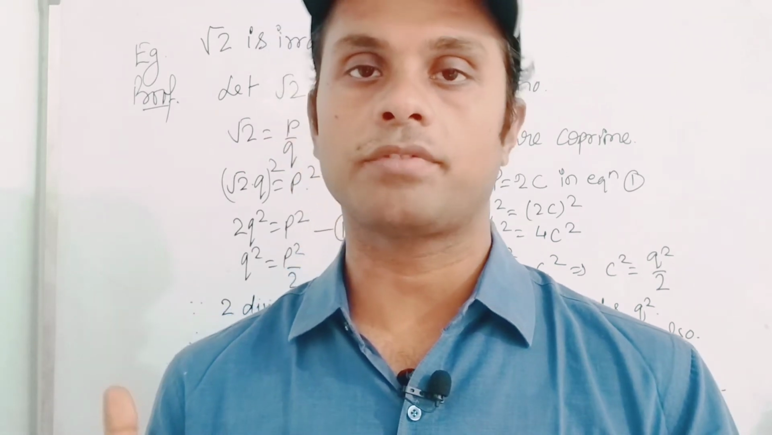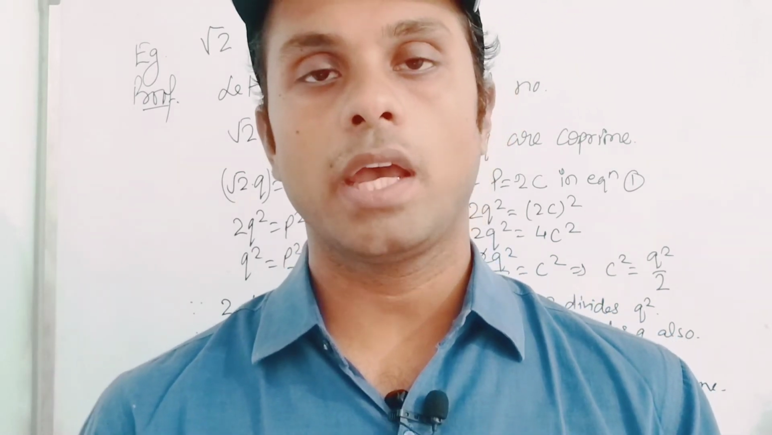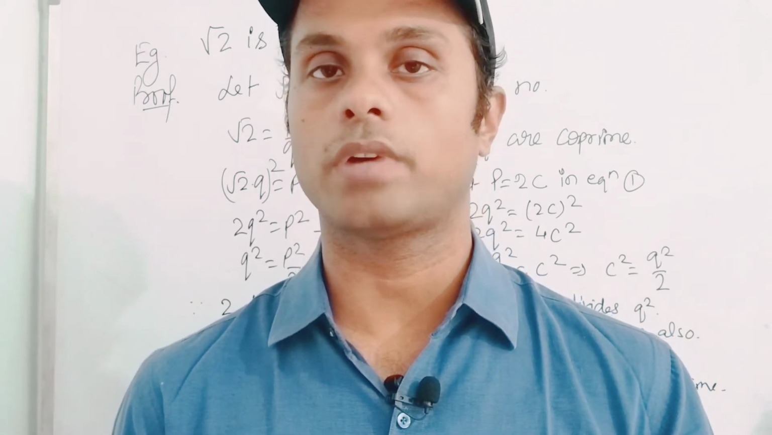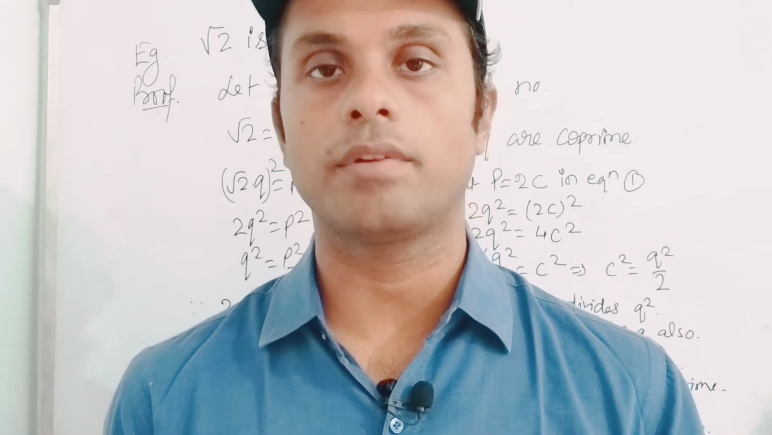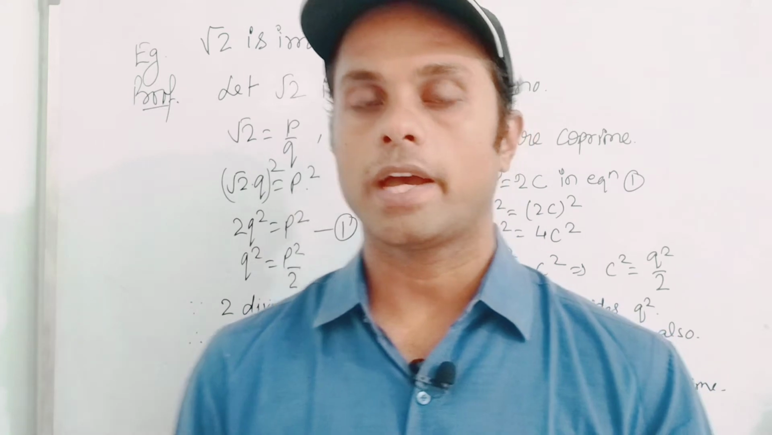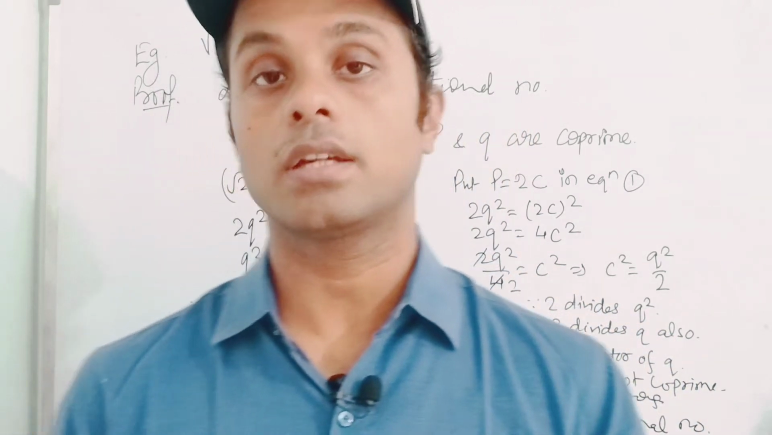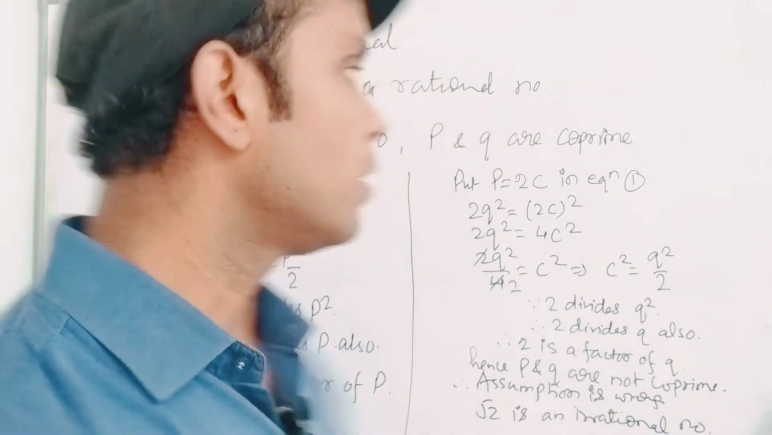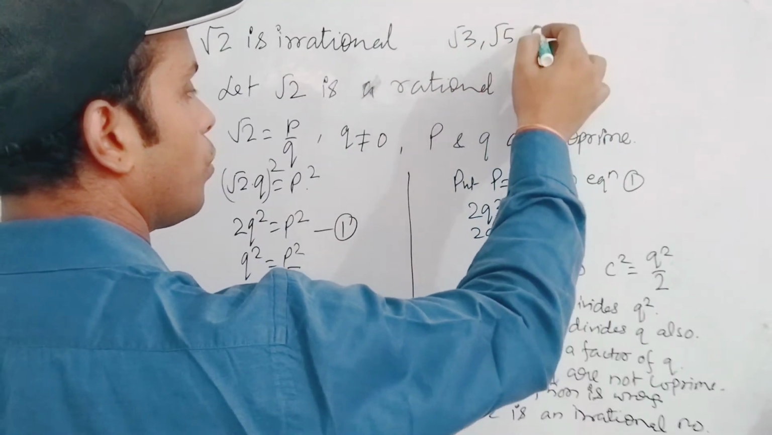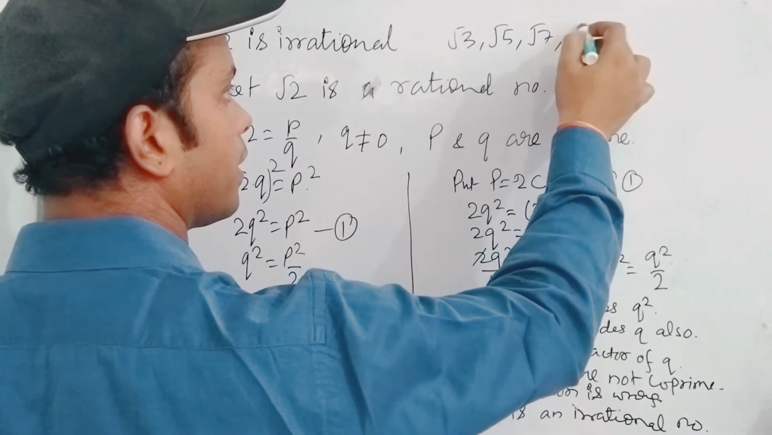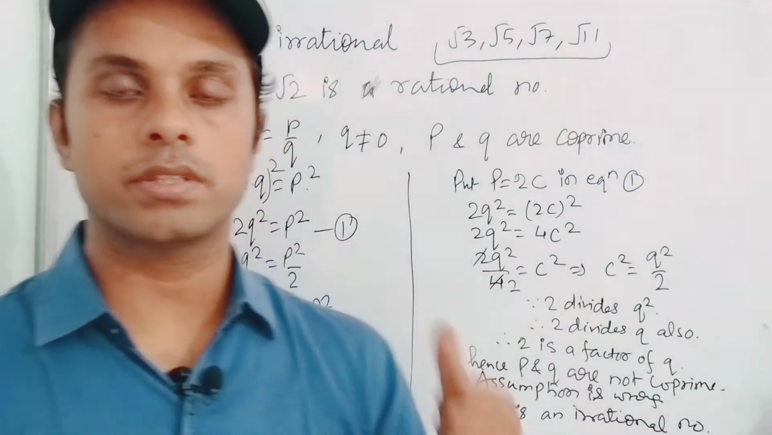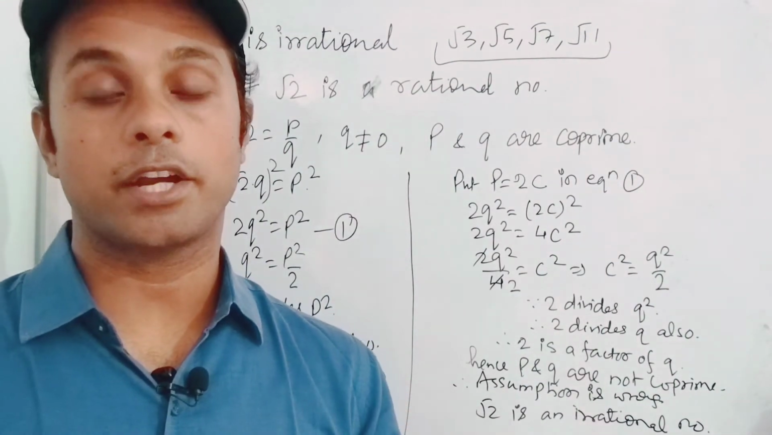Okay, so in a similar fashion you can prove any number irrational, right? Root 2, root 3, root 5, root 6, root 7, root 11 and so on. So I hope you got it. And please practice other numbers also. I write here root 3, root 5, root 7, root 11.